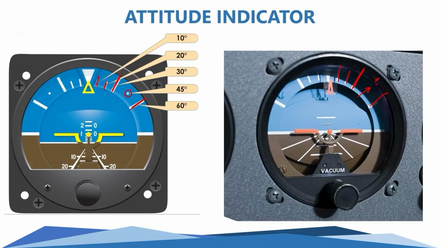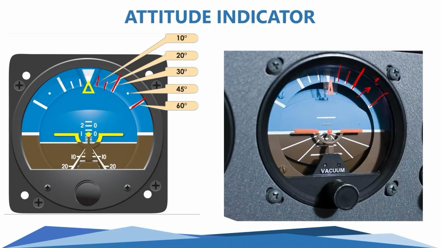The reason why the 45-degree mark is usually shown is that for the purpose of your steep turns, you will actually be doing 45-degree banks. You'll have to do one 360-degree turn to the left, followed by one to the right, at 45 degrees, plus or minus 5 degrees, during your flight training.